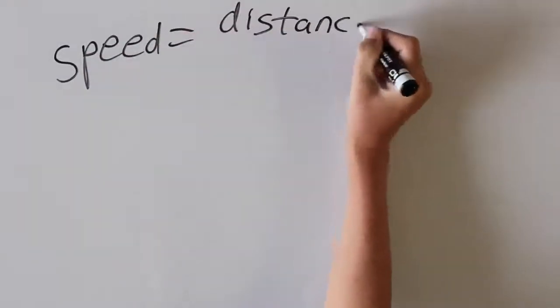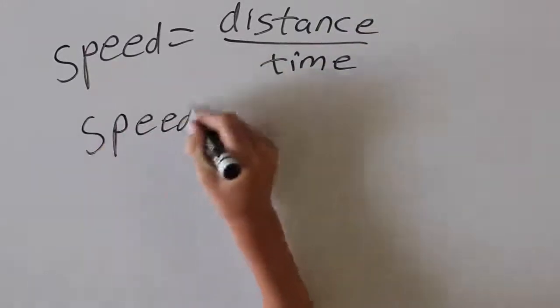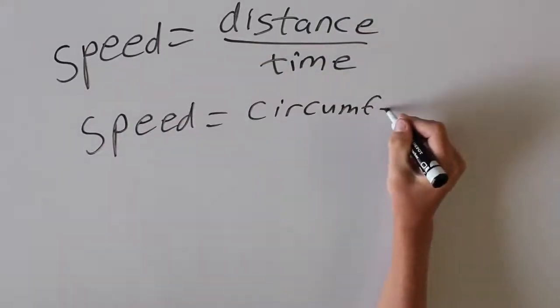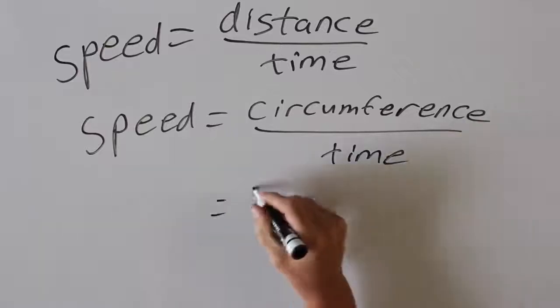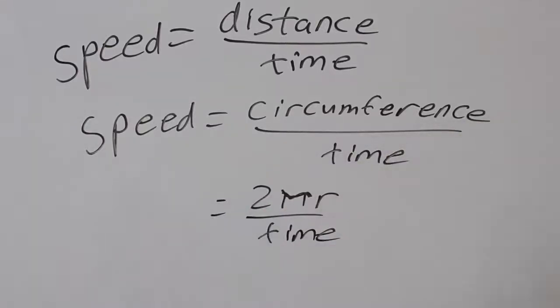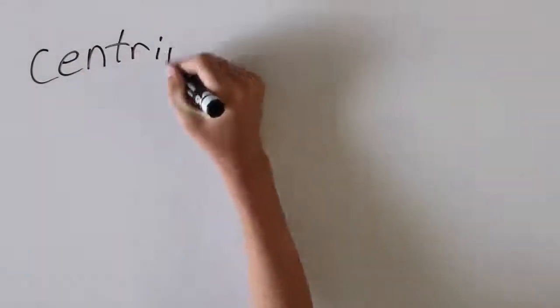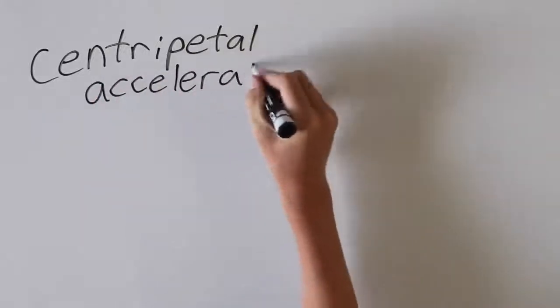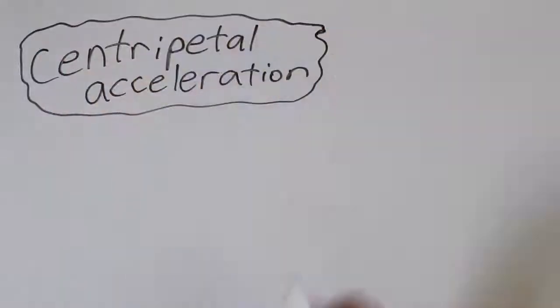Well, the equation for average speed is distance over time. So in this case, distance traveled is again the circumference. So speed is 2 pi r divided by time. Good, but how about solving for centripetal acceleration? You're going to have to do that one.